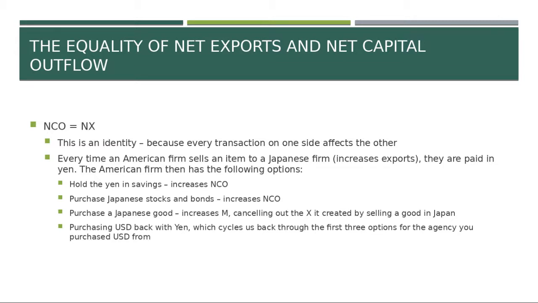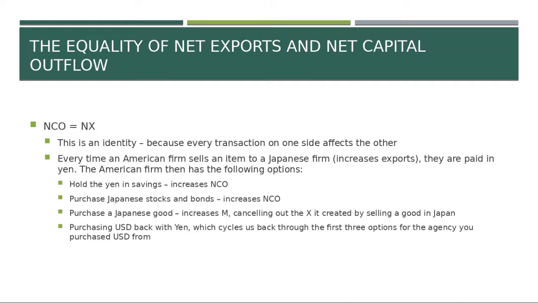So, for example, let's say that General Electric sells some electric motors in Japan. They're paid in yen. If they hold on to yen, well, that amounts to a domestic firm purchasing a foreign asset. If they decide to purchase Japanese stocks and bonds, well, that again is just an American firm using its purchase of yen to purchase Japanese stocks and bonds. If they purchase a Japanese good, meanwhile, that just means that they've canceled out their own export, right? So General Electric sold an electric motor, but then they purchased a Japanese good, whatever that may be, and those two cancel out.